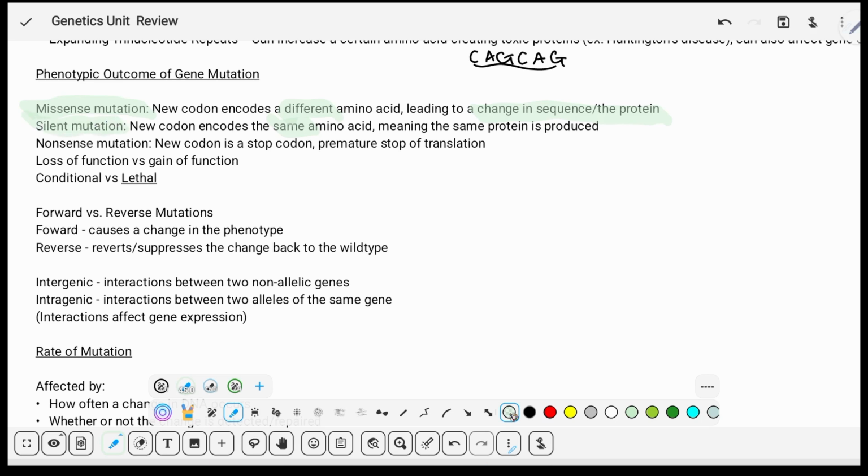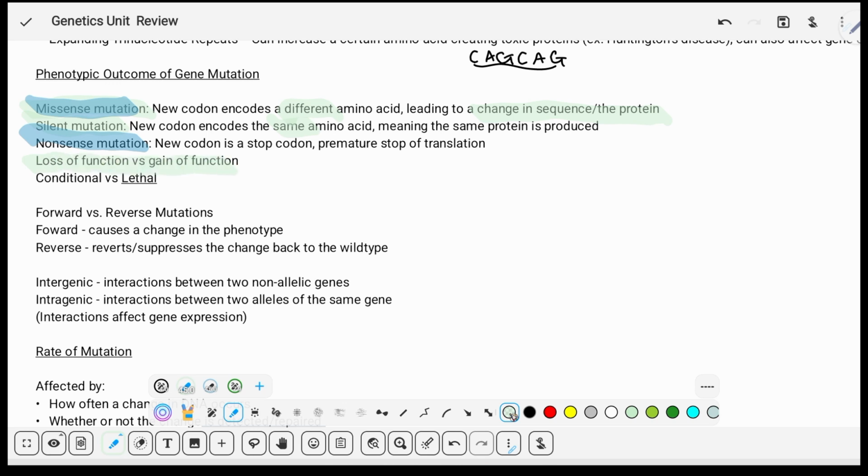We also have a nonsense mutation, where the new codon creates a stop codon, and it stops translation prematurely. This is pretty damaging because the protein's not fully formed, and then it can't fold into its structure, which affects function. So yeah, pretty bad. Missense and nonsense are pretty bad. Silent is fine.